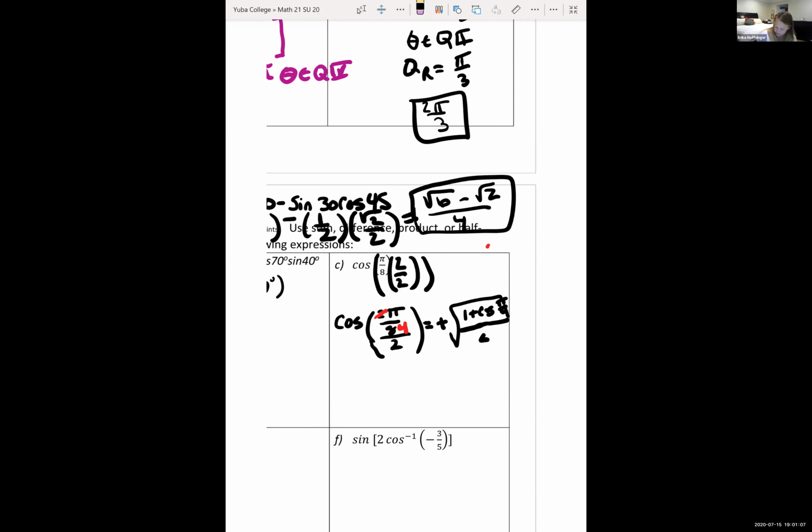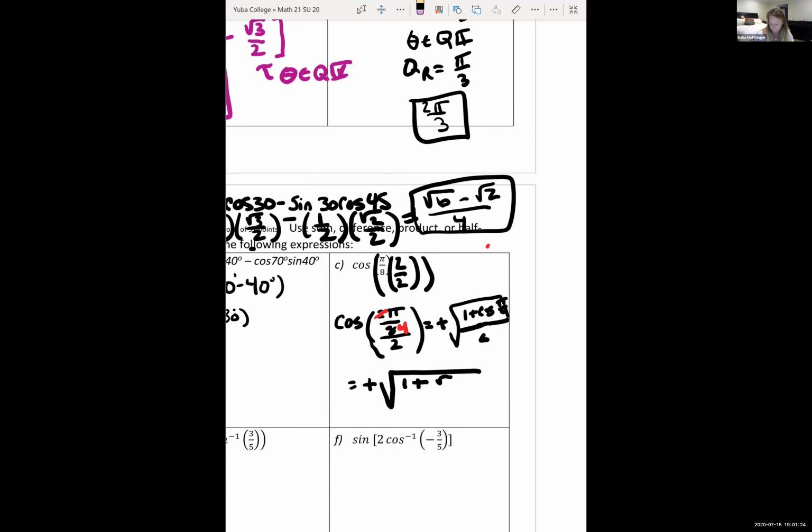Okay, so this is equal to positive square root of 1 plus cosine of pi over 4, that's root 2 over 2, all divided by 2.